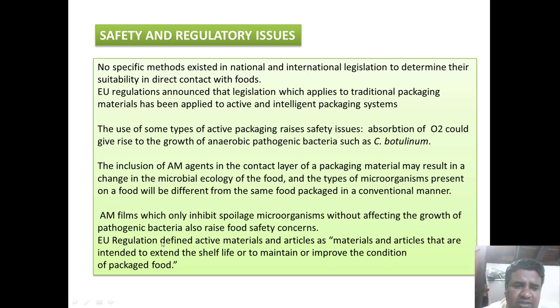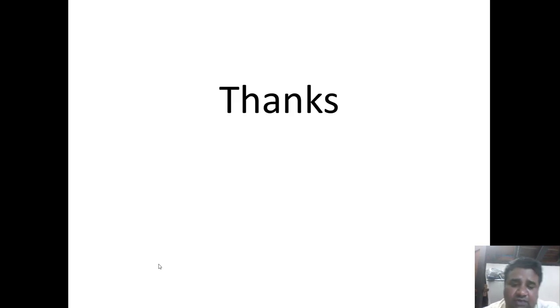European Union regulation defined active materials and articles as materials and articles that are intended to extend the shelf life or maintain and improve the condition of the packaged food. So these are some safety regulatory issues. If we are using these intelligent and active packagings, then there can be certain problems. So it is a bit complicated part. I have selected only the simple versions. So it's all about, I think, from my side. Thank you very much.